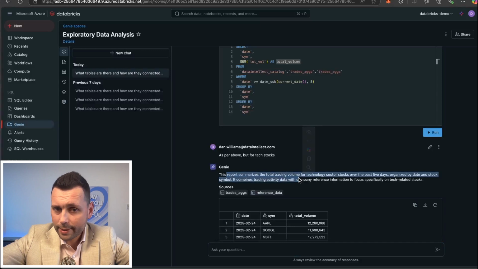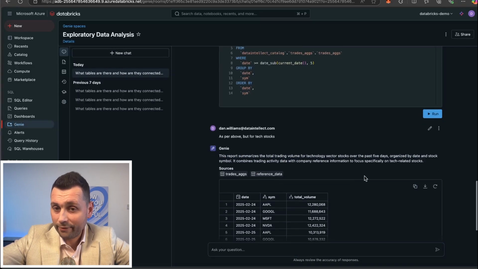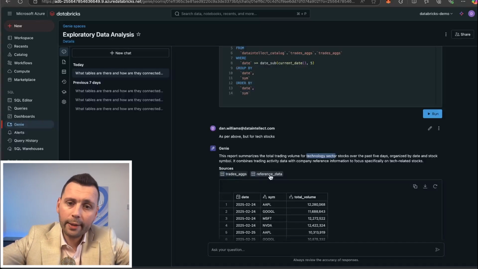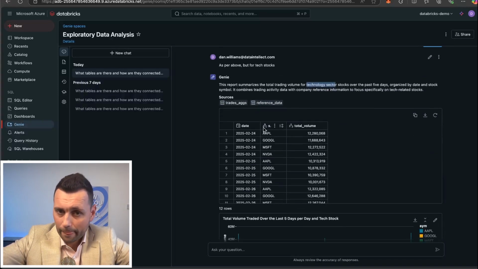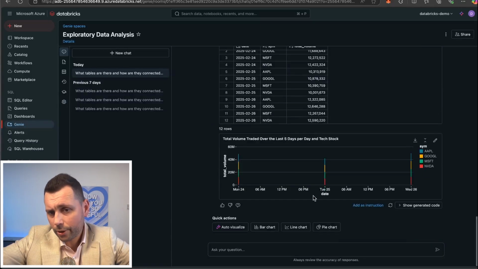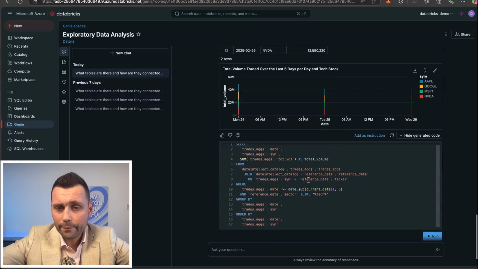This report summarizes the total trading volume for technology sector stocks over the past 5 days. So it understood that tech stocks refer to the actual sector, and it went into the reference data and got the sector from there. The sources are trades aggregations and reference data. So we have only our technology stocks and the traded volume. Let's look at the generated code. Here again, we have the same calculation, that's fine. But this time it actually looked for tech in the reference data sector.